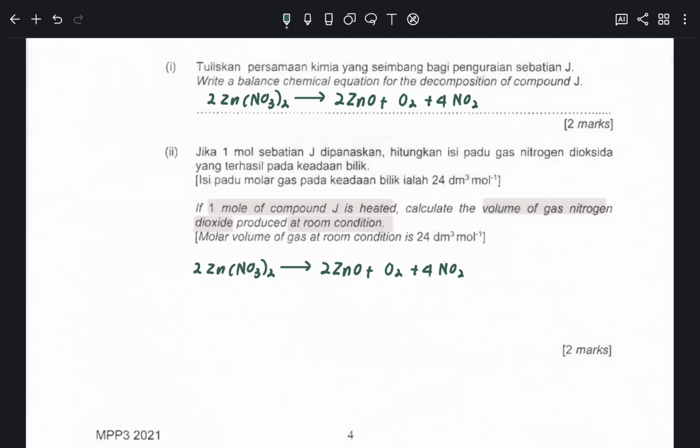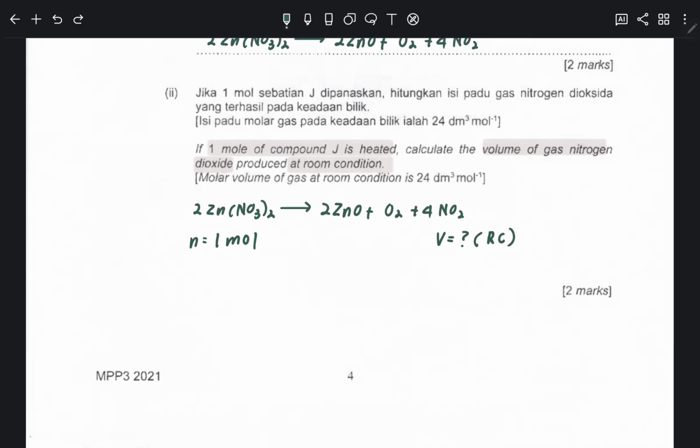Okay, they say 1 mole of compound J, right? 1 mole of J compound, so n is 1 mole here. And they want to find the volume of nitrogen dioxide gas at room condition, RC. So the issue is between zinc nitrate and nitrogen dioxide. Then proceed with your mole ratio. Theoretically in your lab you have 2 mole Zn(NO3)2, correct? It's based on the first part of your mole ratio. This is the mole ratio actually, based on your chemical equation. So you have 2 and 4.